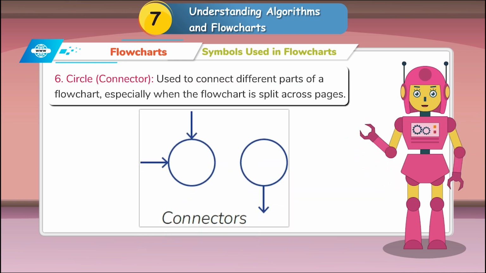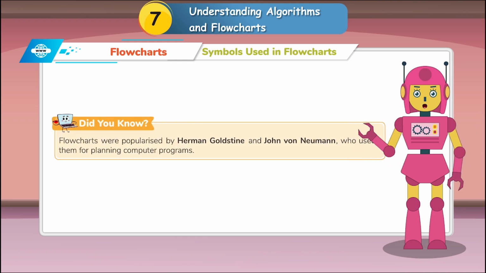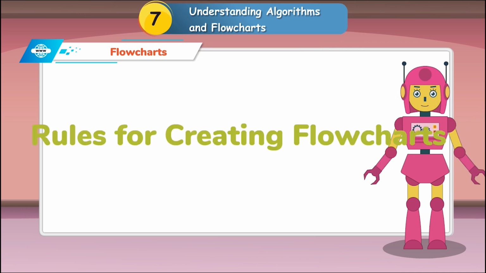6. Circle, connector, used to connect different parts of a flowchart, especially when the flowchart is split across pages. Did you know, flowcharts were popularized by Hermann Goldstein and John von Neumann, who used them for planning computer programs.